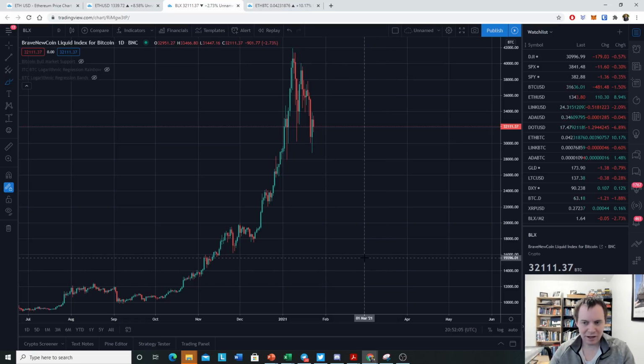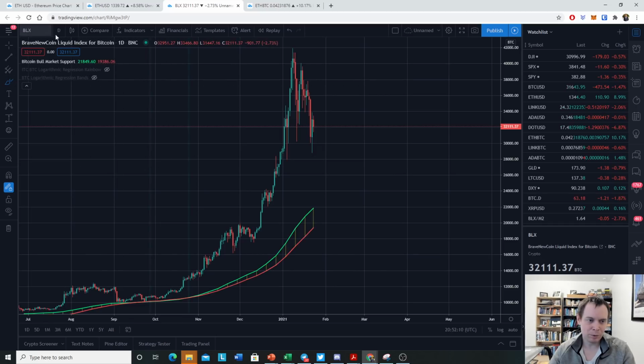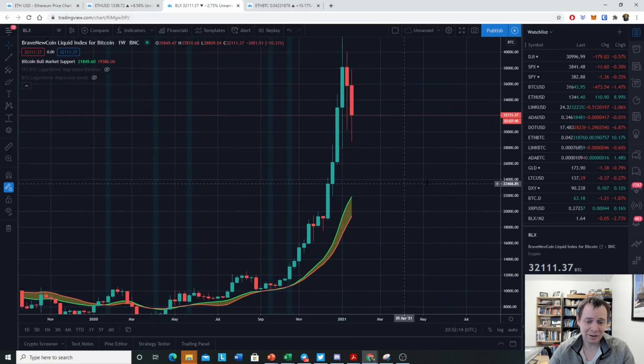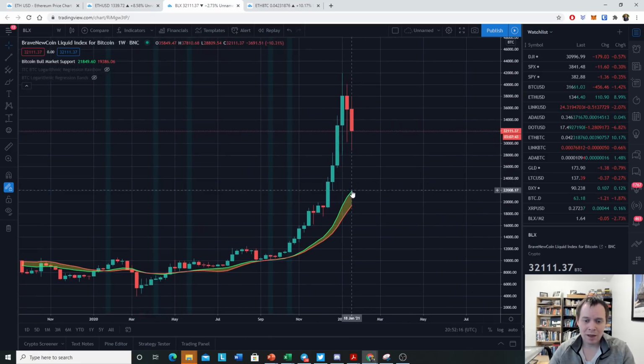So let's maintain being somewhat pragmatic about these markets. If you look at our support line, this is our support for a bull market. And again, there's no guarantee that we hold it in the event of a crash. But our support line will change here in a little bit as we get the weekly close. Currently it ranges from 19,386, which is the 20-week SMA, up to 21,849, which is the 21-week EMA.